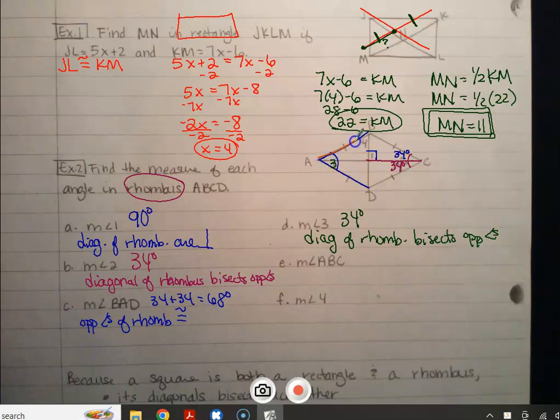How about the measure of angle ABC? So here we go, ABC. So not angle 4, but ABC. What's that measure in there? What are you thinking? What do you know about the angles in a parallelogram? We talked about this yesterday. Okay, so hopefully you're thinking, oh, I know consecutive angles are supplementary.